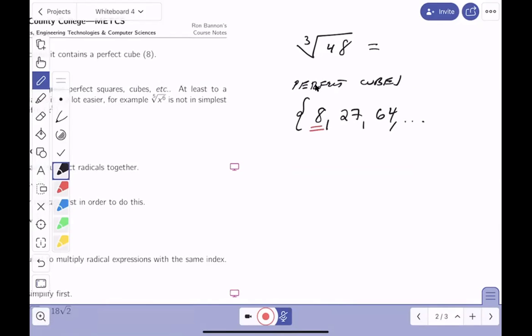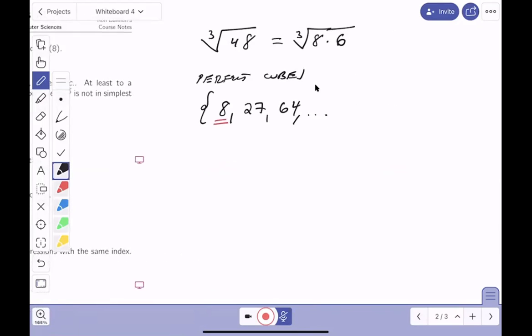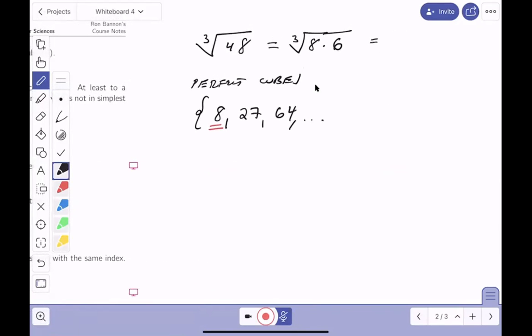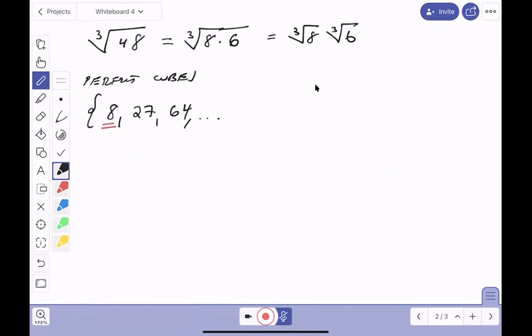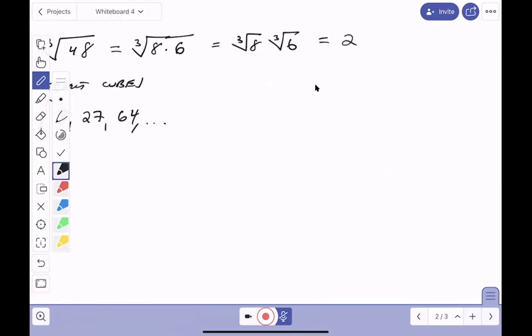So let's write this down. So it's going to be the cube root of 8. Well, 8 times what? That's 6, right? All right, let's keep going. I'll write this a little differently as the cube root of 8 times the cube root of 6. What's the cube root of 8? It's 2. Cube root of 6. So the cube root of 48 should be written as 2 cube root of 6. All right, our goal is to do that.